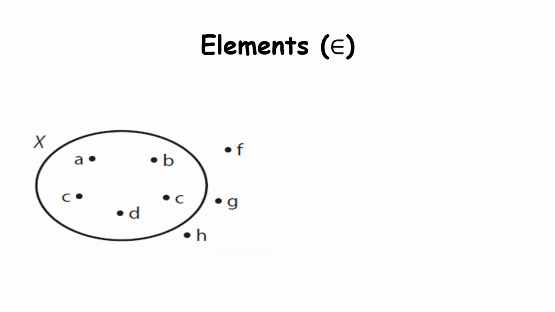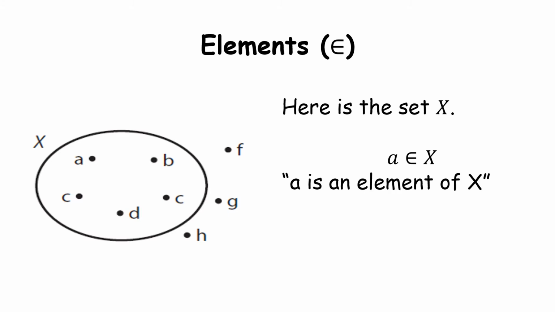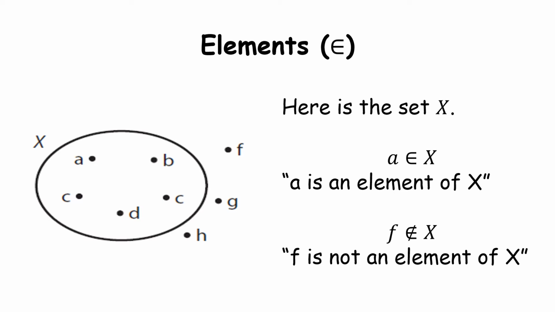When we talk about elements, we're talking about what's inside the set. So here is set X, and A is an element of X. So A is something that is in X. So that's our symbol, A element of X, which is A is an element of X. And then F is not an element of X. It does not appear in the circle of X.